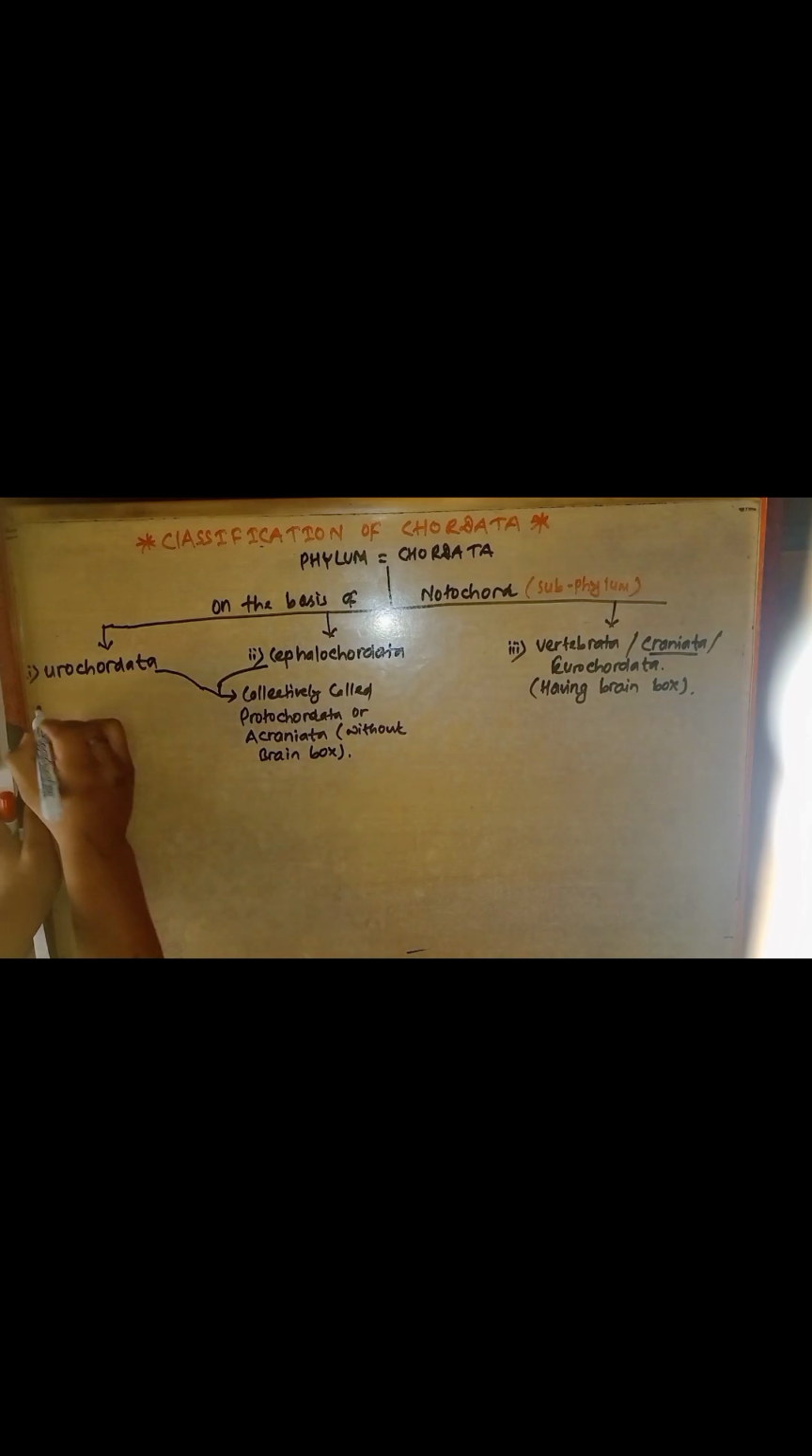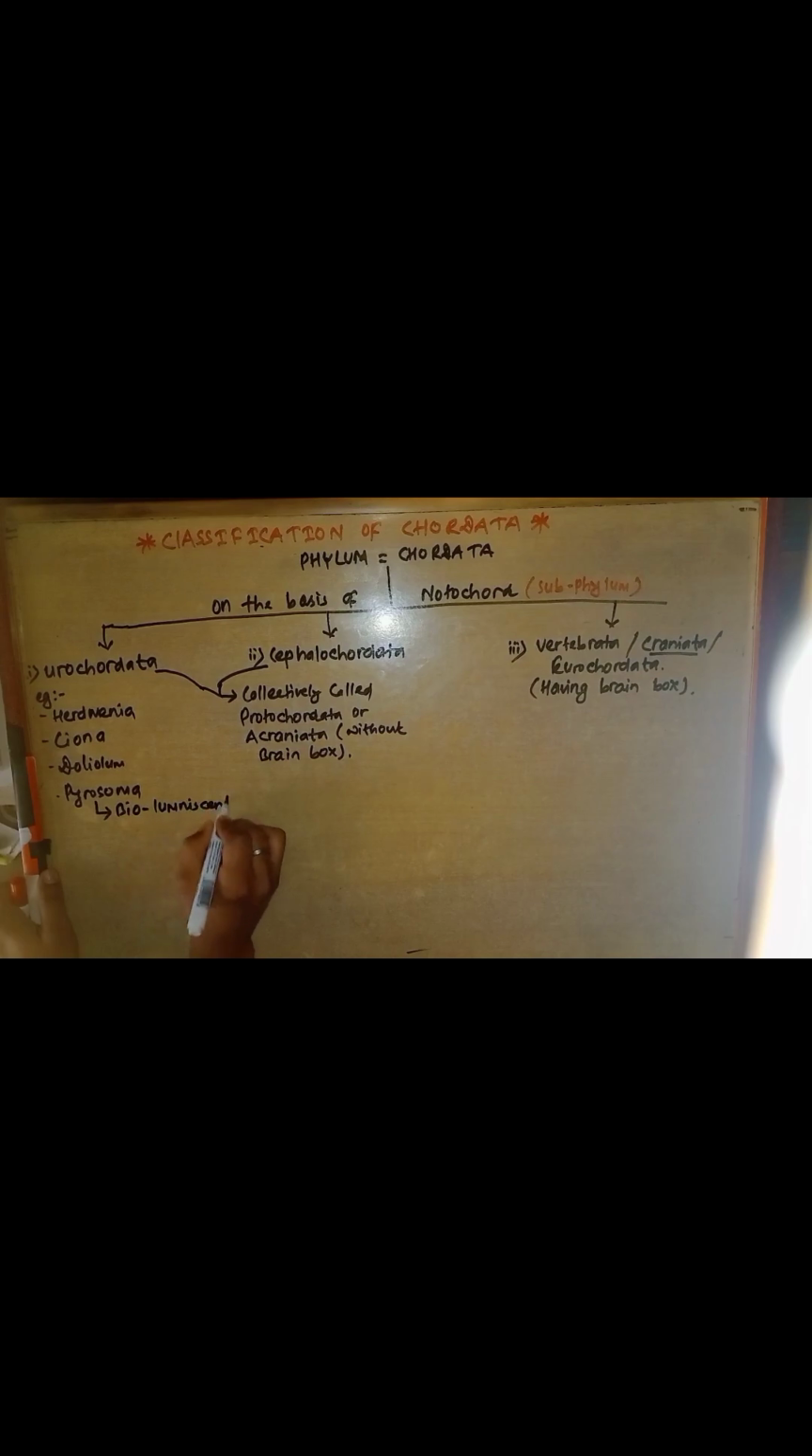And the examples of UroChordata are Herdmania, Ciona, Doliolum, and Pyrosoma. And this Pyrosoma is bioluminescent, that is producing light or twinkling in the night.